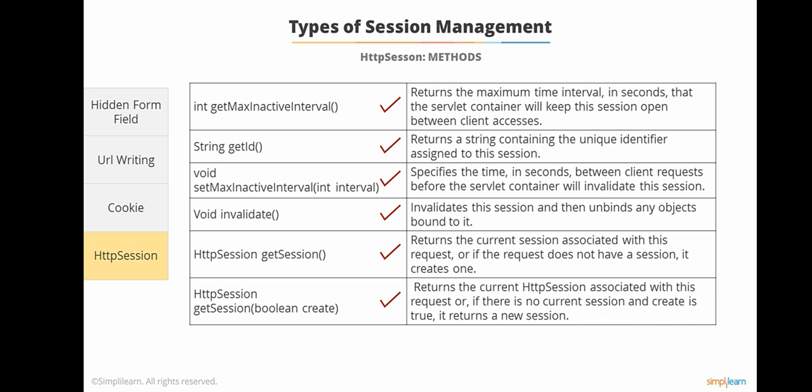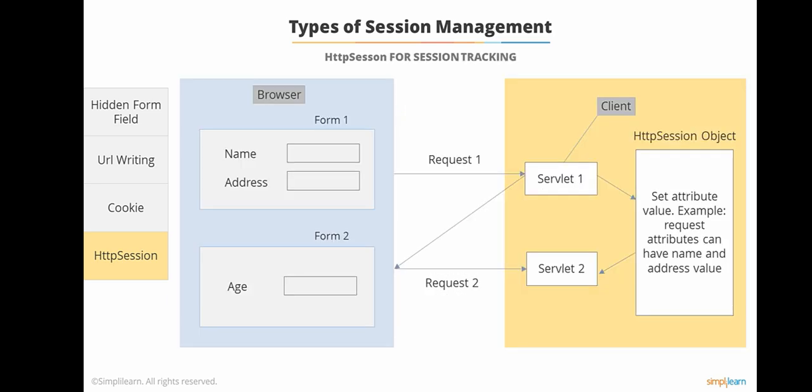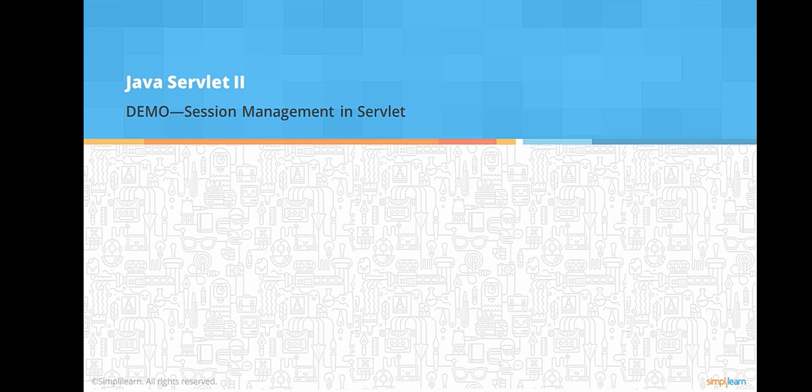So here the client browser sends a request to the servlet. The servlet creates an HttpSession object and sets a key-value pair as an attribute, and on the subsequent request that comes from the client, the servlet checks if that attribute value exists in the session object. It retrieves the value and sends it back to the client browser. Let's look at a small demo on session management in servlets. Let's go to Eclipse.